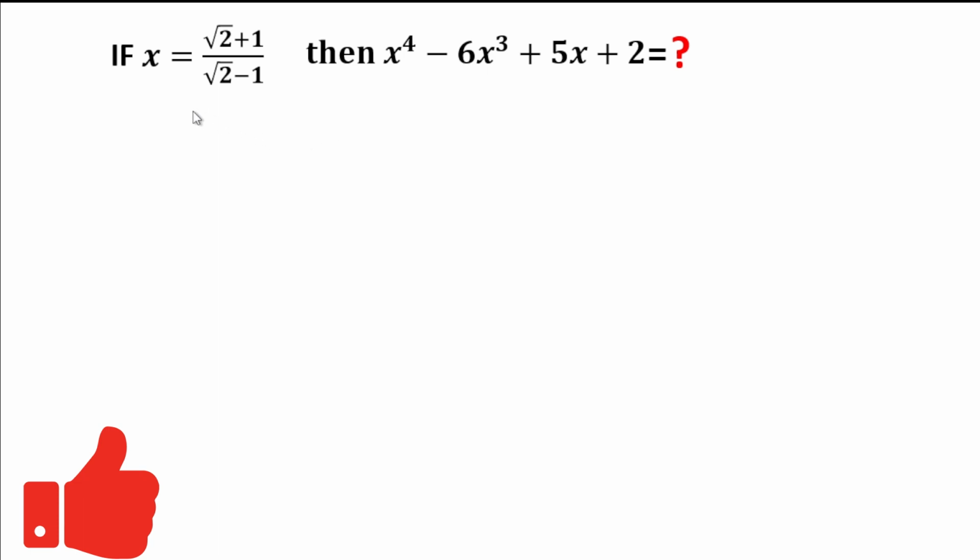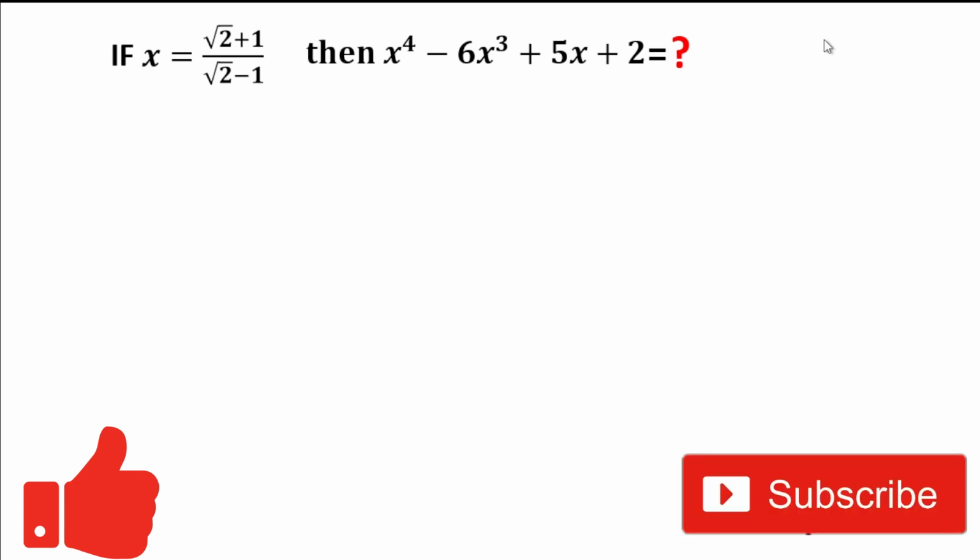So let's start the video. Friends, we can solve this problem by two methods. So for our first method, we'll first make x a simple value. Now for making the value of x, we'll write it as square root 2 plus 1 divided by square root 2 minus 1.